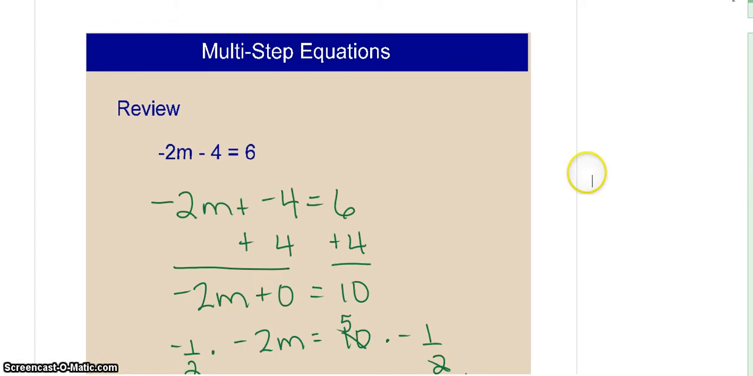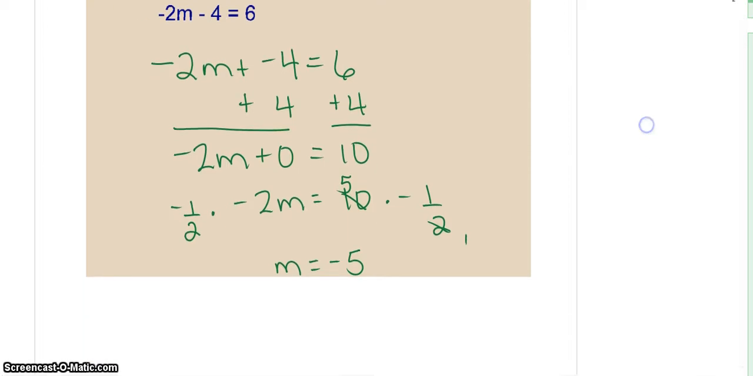So here I have changed subtraction to addition in my first step. Then I added the opposite to both sides, since they were already simplified, to get the negative 2m by itself. I simplified that to get negative 2m equals 10, and then to get the m by itself, I multiplied by the reciprocal of negative 2 on both sides. I multiplied by negative 1/2, m equals negative 5.